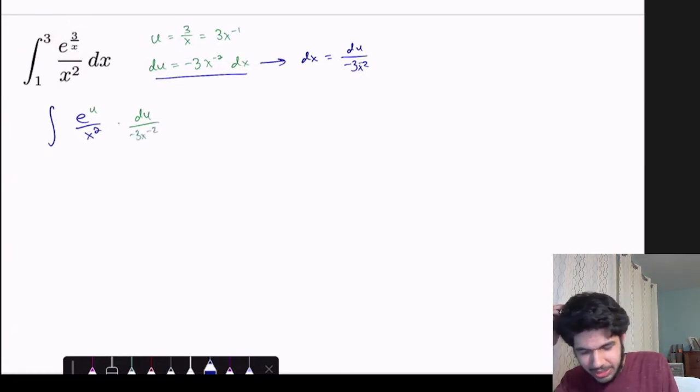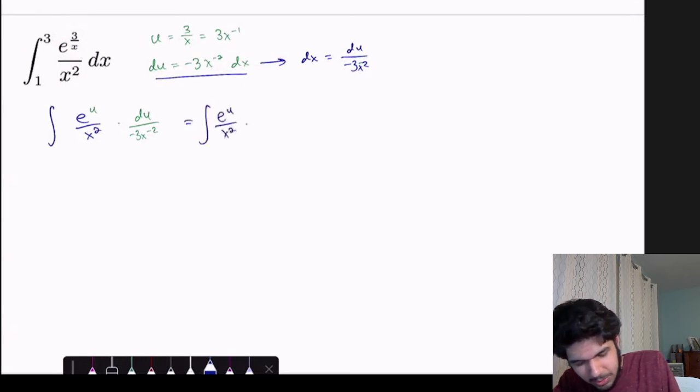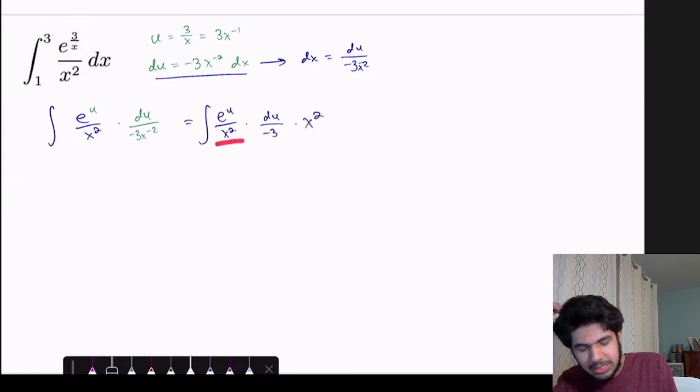So what does that look like? Well, when x to the negative 2 is on the denominator, we can just bring that up as a normal term. So this would be times du over negative 3 over x squared. So we can get rid of this and just multiply everything by x squared. And now we'll see a cancellation. So cancel this, bring the negative 1/3 out in front, integral e to the u du.